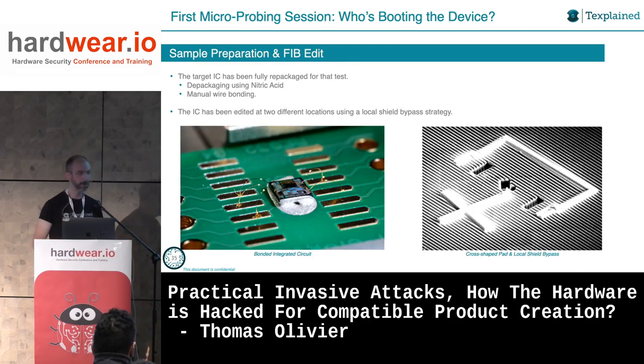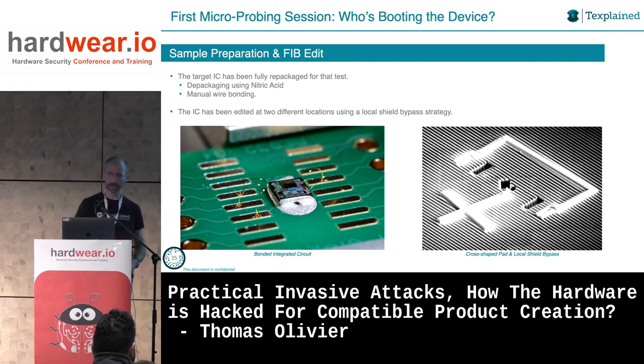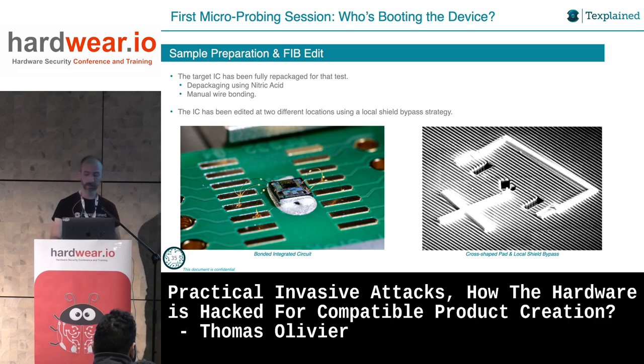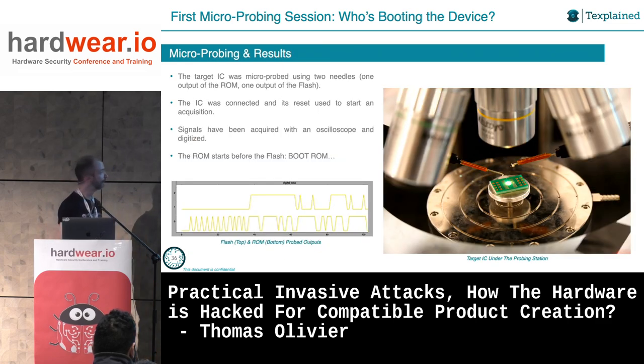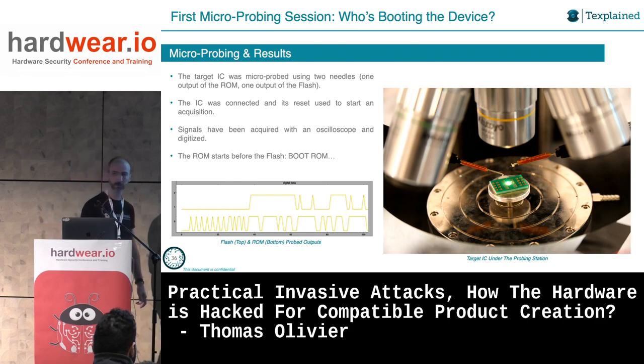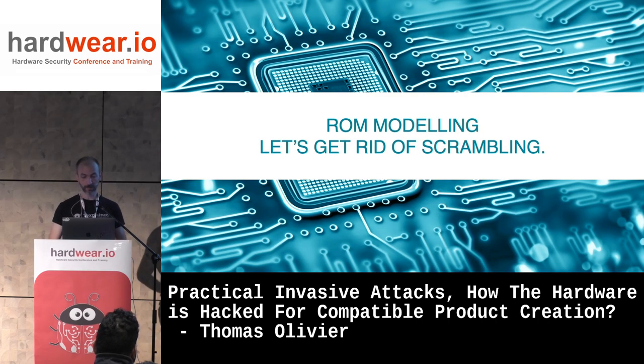Before we did this, we had to rewire the chip, and then we did this bypass of the shield, put a pad here on the ROM output, another pad like this on the flash output, and from this we could now microprobe, putting needles on those pads. We see that the ROM is starting first, so boot ROM. That was the information we were looking for. So reading the ROM now is something we want to do. Still no netlist.